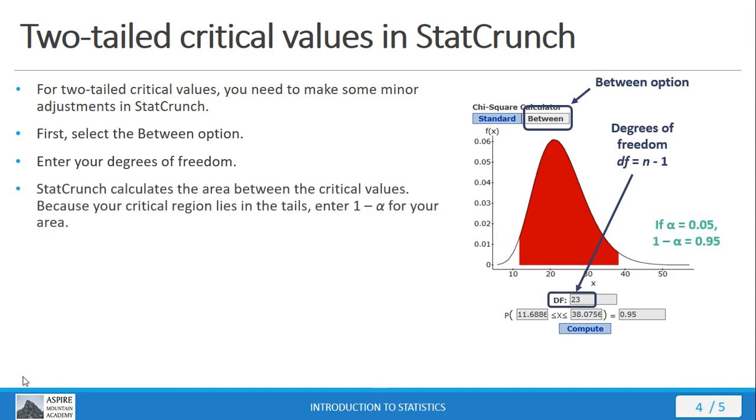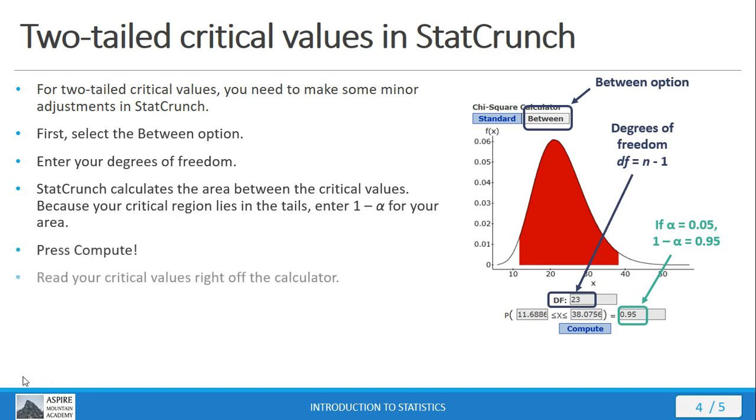And then StatCrunch, remember, is calculating the area in between your tails. You want the area of the tails. Well, the critical values are the boundaries regardless. So you're going to have to take the complement of your significance level alpha to put there in the area field for your StatCrunch calculator. So, in this example, we've got an alpha of 5%. So therefore, we're going to put 95% in for the area in between the tails of our distribution.